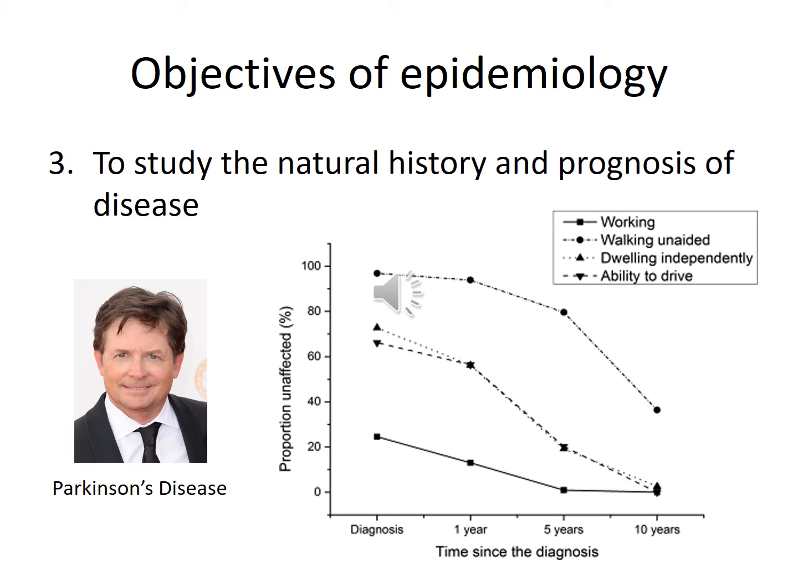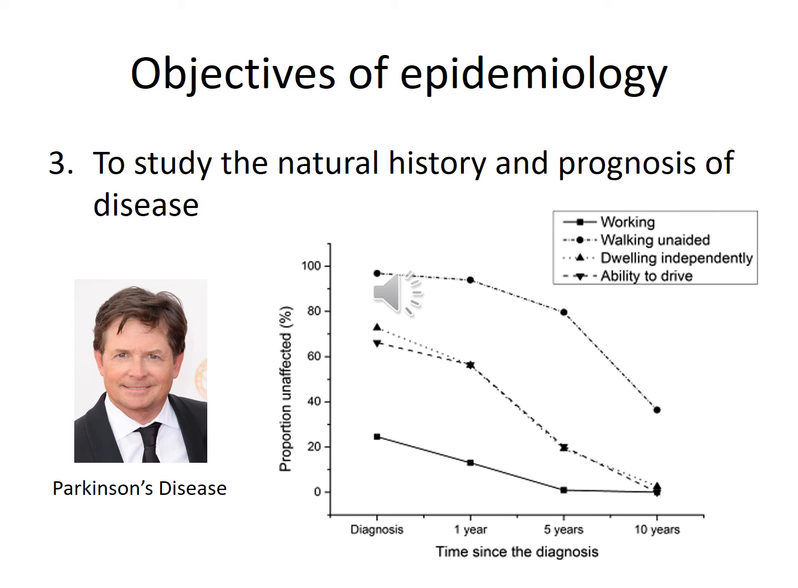And so what we see here is that about 20% of the population initially is working, and that decreases to 0% of the population of people who have Parkinson's within 5 years, and then it stays at 0% by 10 years. But the top line that we see, the dotted line, is the ability to walk unaided.